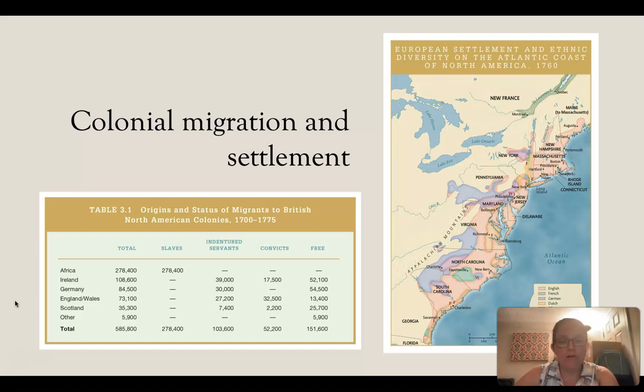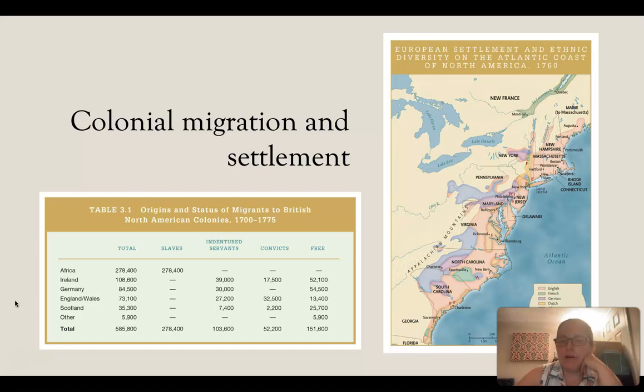There were about 151,600 free persons coming to the colonies during this period. A little over 100,000 indentured servants. Around 52,000 convicts were brought here, again, not necessarily by their own choice. But then almost 278,500 people who were brought over as enslaved persons.